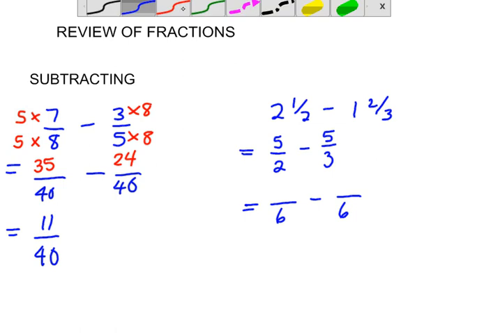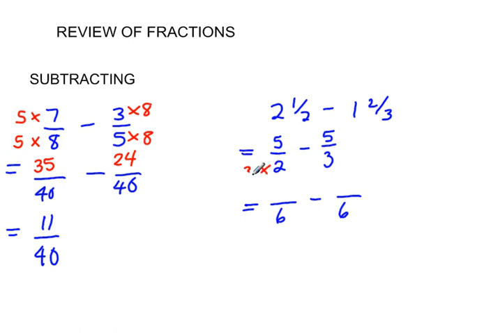So 2 times 3 gives me 6. 5 times 3 becomes 15. And 3 times 2 gives me 6. So 5 times 2 will be 10. And then I'm going to just simplify. 15 minus 10 is 5/6, and that will be my final answer.